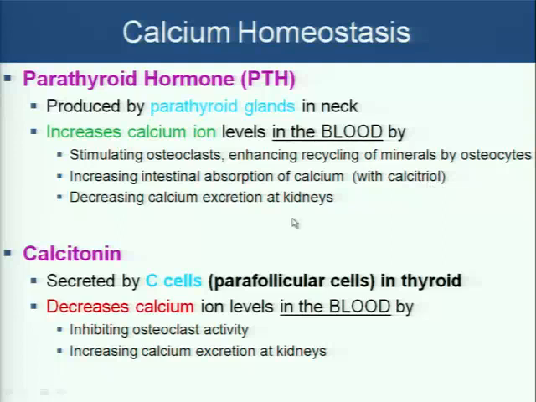It also is going to decrease excretion at the kidneys. You don't want to lose it, you want to keep it. So we're not going to let it go out of the kidneys. We're going to absorb more in the intestines, and we're going to break down our bone. So that's when it's low.